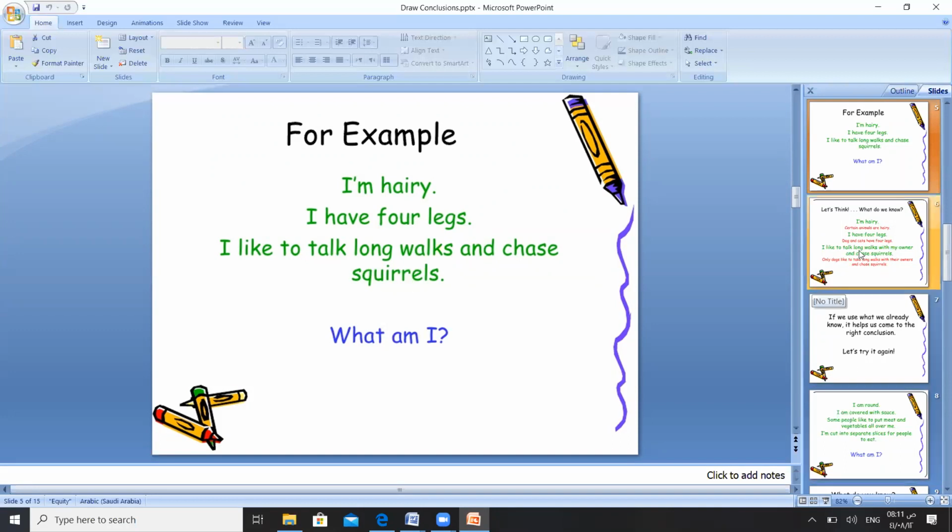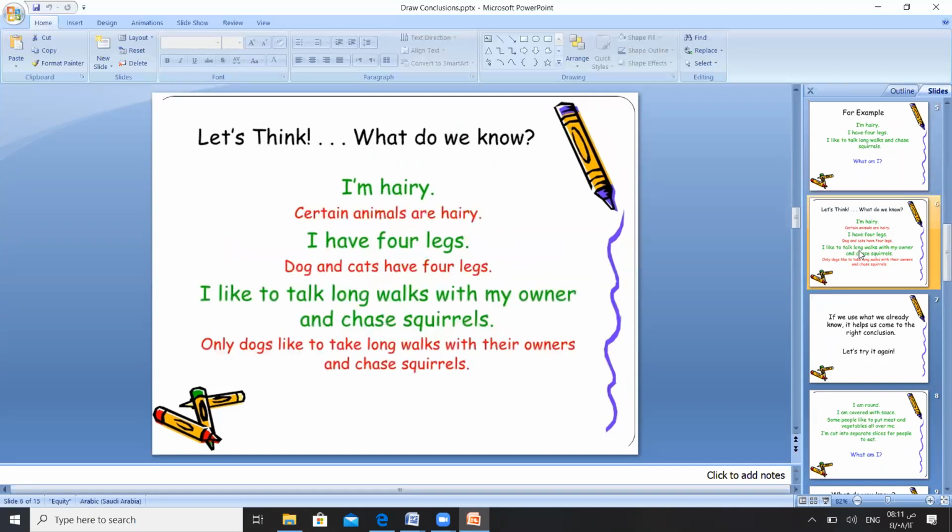If you want to draw a conclusion here, let's see. I'm hairy, I have lots of hair. Certain animals are hairy. I have 4 legs. Dogs and cats have 4 legs, right? I like to take long walks with my owner and chase squirrels. Only dogs like to take long walks with their owners and chase squirrels.